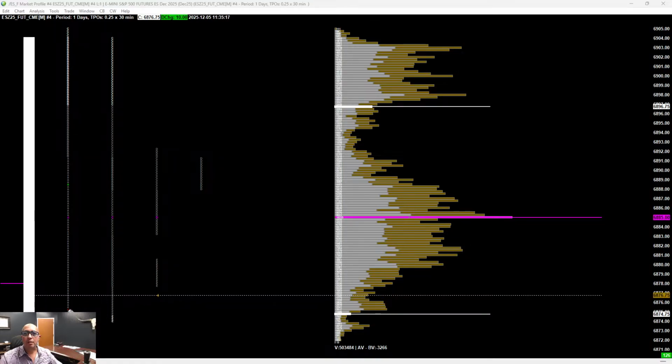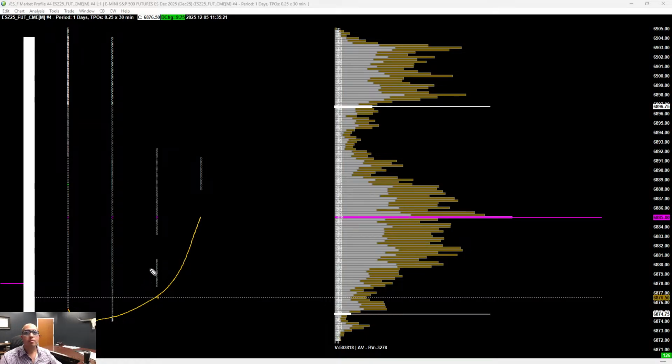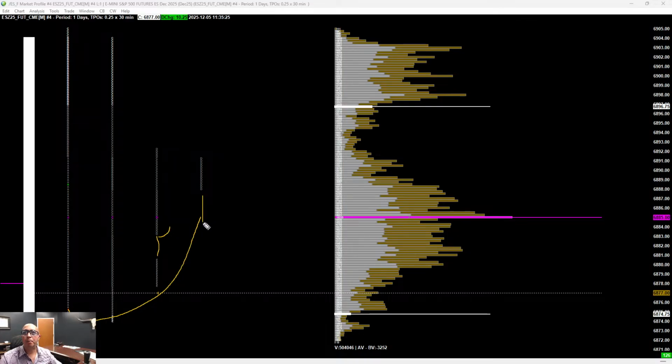Right? See this roll back up. Fill this in, and then roll over to this next TPO line, and then build this out.